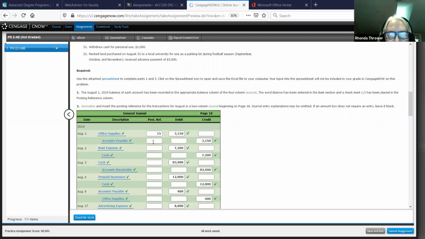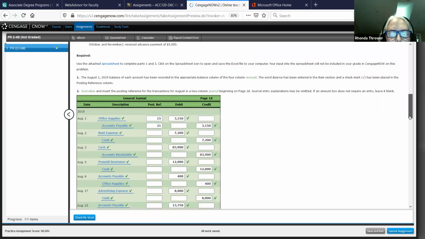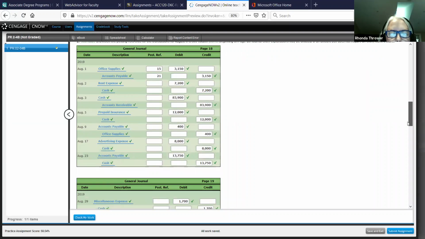your journal again. In the accounts payable post reference, I'm going to record that 21 account number. These are your account numbers. They came from the ledger. And I'm through posting the August 1st transaction. Then I'm going to move to the second transaction, which is where I have rent expense.